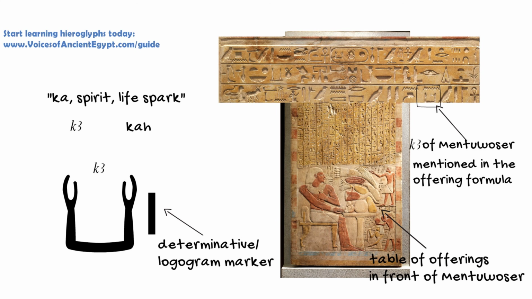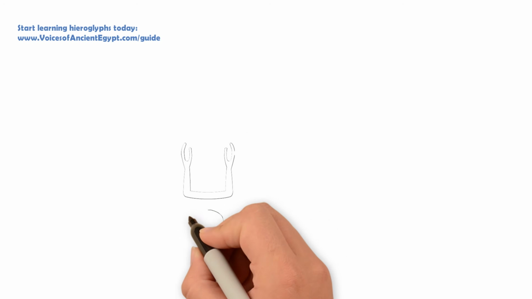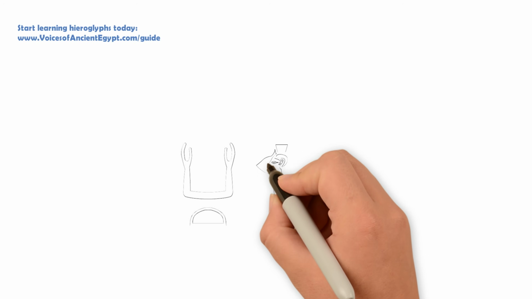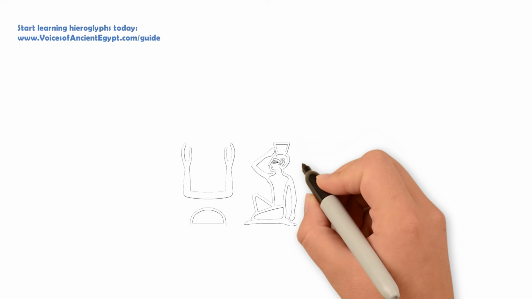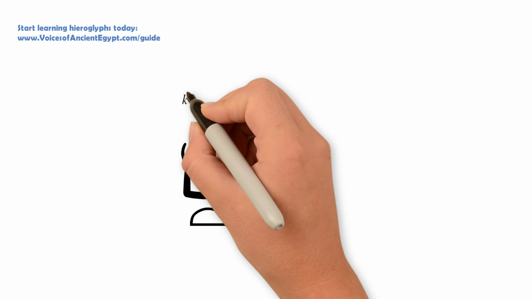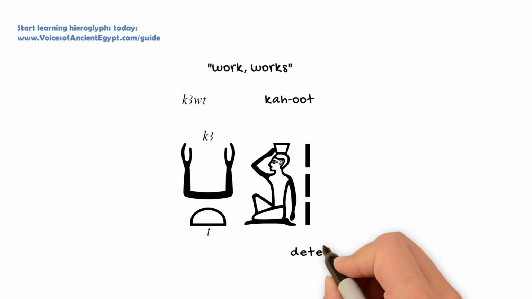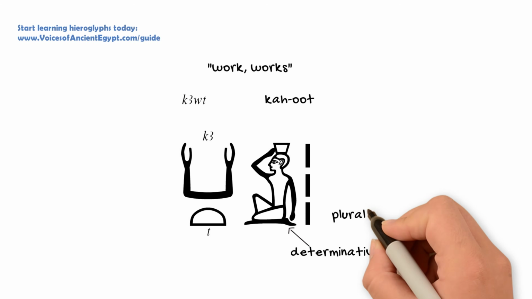So you'll see this used that way, but you'll also see this sign used in other words that have the same sounds. It's not just for this particular word. So for example, it can be used in the word kaut, which means work or works. And so you'll see this oftentimes in reference to royal building campaigns or to people who have high positions overseeing royal building projects.